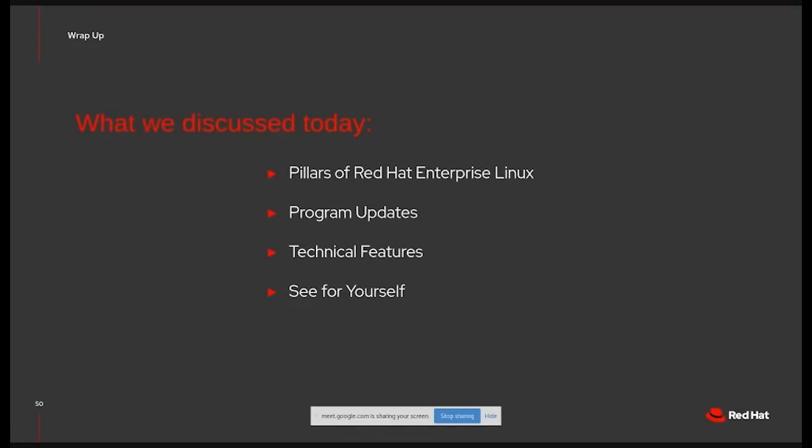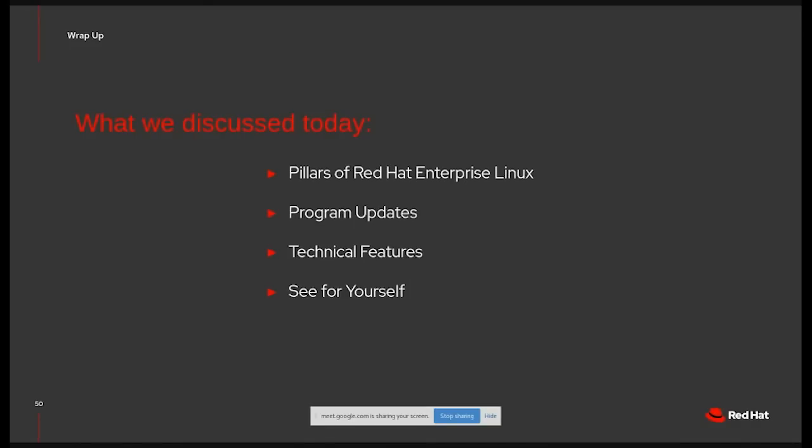So what we've talked about today are the 4 basic pillars of Red Hat Enterprise Linux. We had innovate, optimize, protect, and trust. We learned about some program updates that are happening with Red Hat Enterprise Linux. Things around, for example, the developer subscription, and now the support for teams with that developer subscription, along with a renewed emphasis on RHEL Workstation for those workloads.